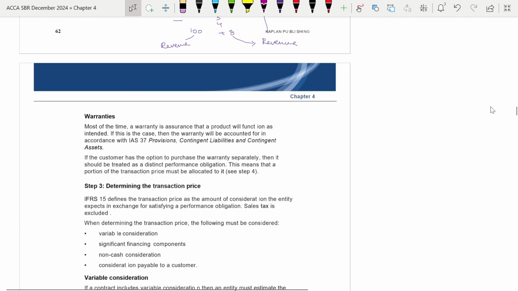Now, we have covered warranties, extended warranties. Warranty is an assurance that the product will function as it is supposed to work. In this case, warranty will be accounted as an estimate under IAS 37, provisions, contingent assets and contingent liabilities. If the customer has the option to purchase warranty separately. See, nothing is there. This chapter is very easy. Work it out with real life examples and you will understand this chapter.